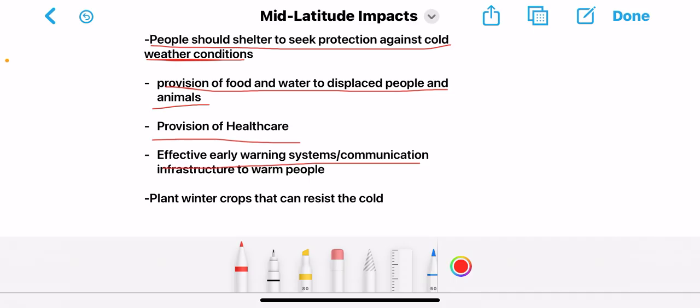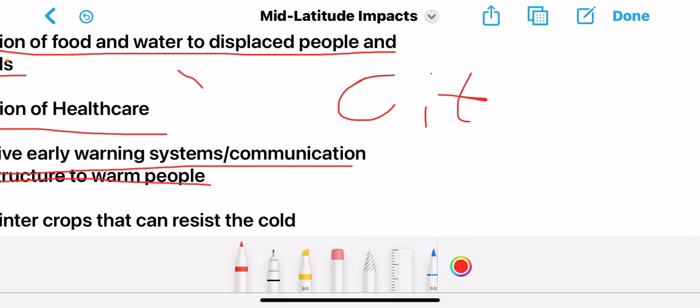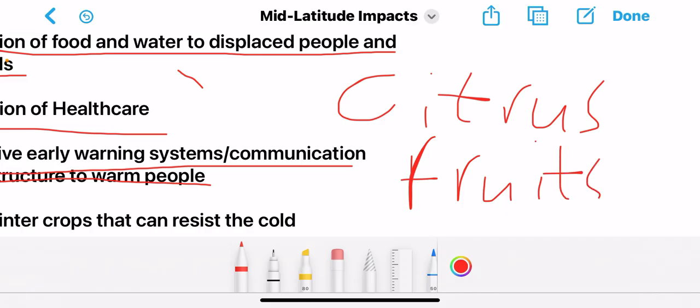Effective early warning systems or communication infrastructure to warn the people. When we have this, we are able to warn people that the mid-latitude cyclone is approaching their area, so that those people can begin to prepare to do what? To evacuate. Plant winter crops that can resist the cold. Now, as I've spoken before, we have citrus fruits, which are able to be planted in winter because they can resist the cold.